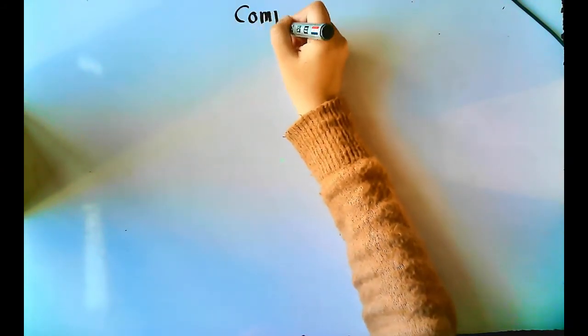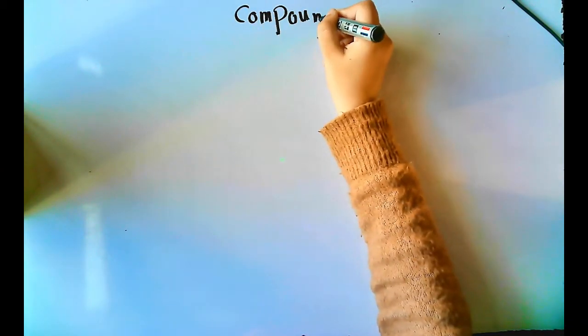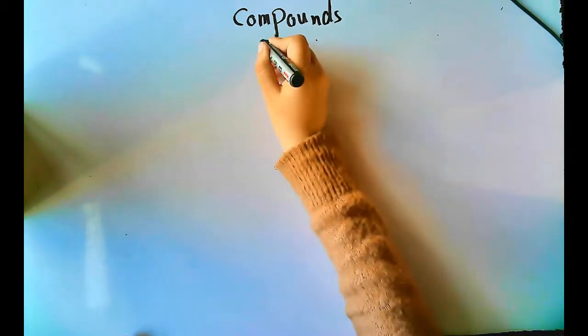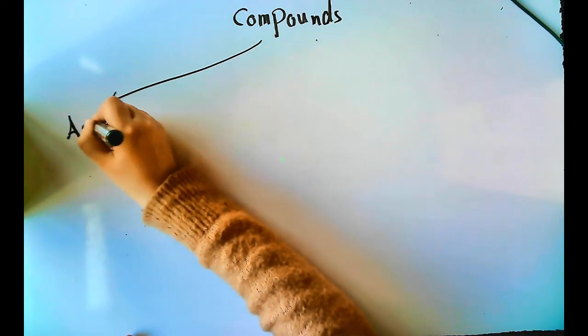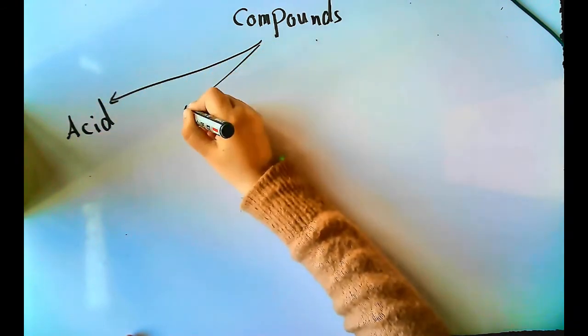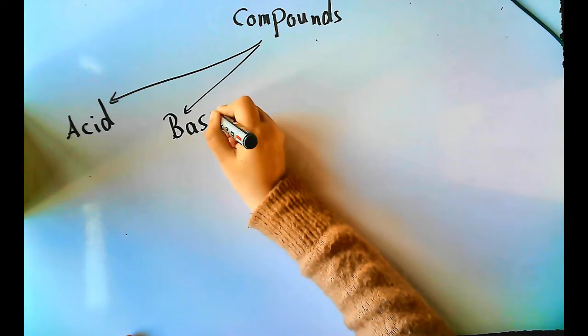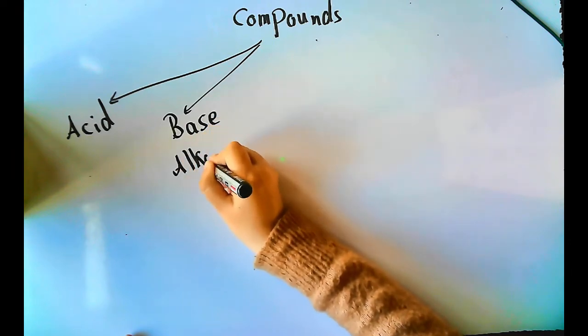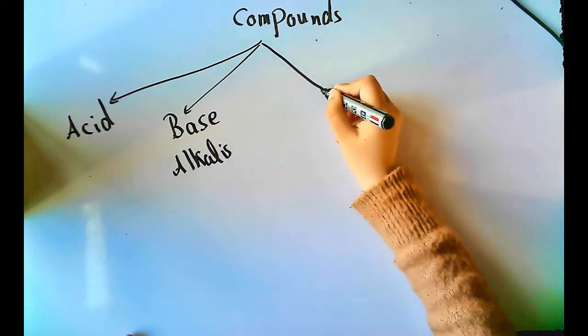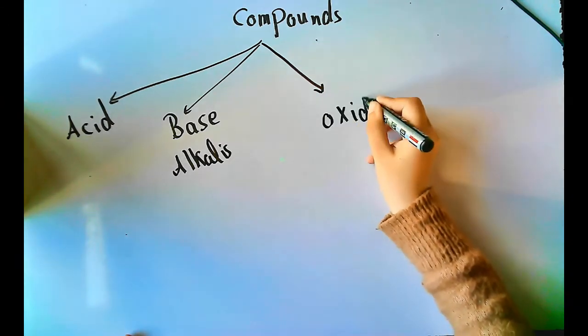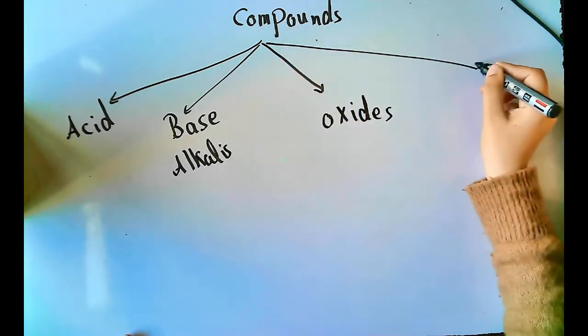Today we will talk about the difference between chemical compounds. Compounds are classified into many types. Compounds may be acids, bases or alkalis, oxides, and salts.